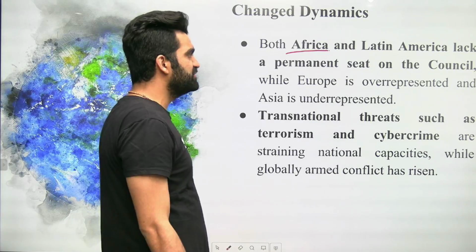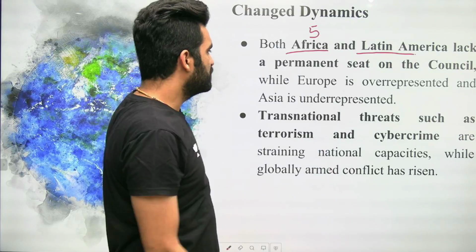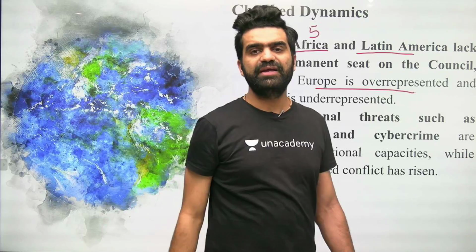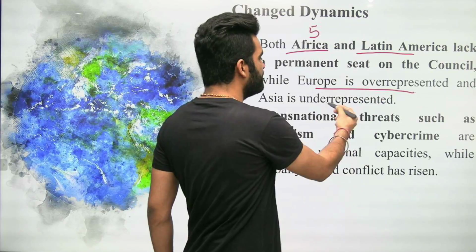Africa is not having any member in the five members. Latin America likewise is also not having any member. While Europe is overrepresented, as I told you, if we include Russia, if we include Eurasia into Europe, there are three members, UK, and then your France and Russia as well. So this is overrepresentation and this is underrepresentation. Africa is not represented at all.